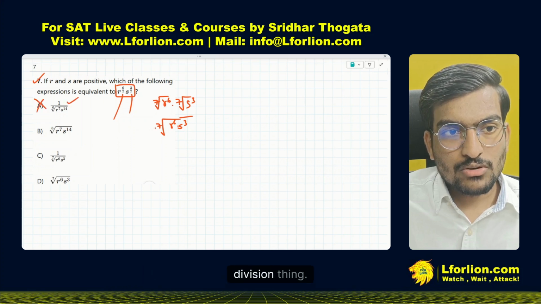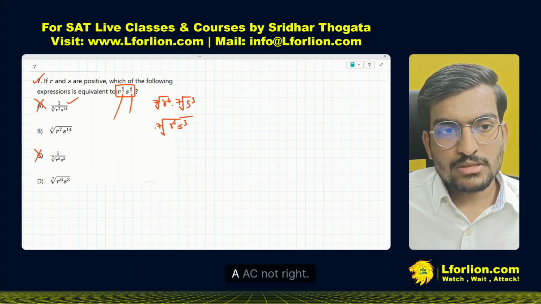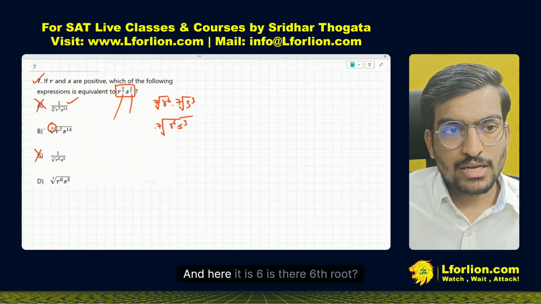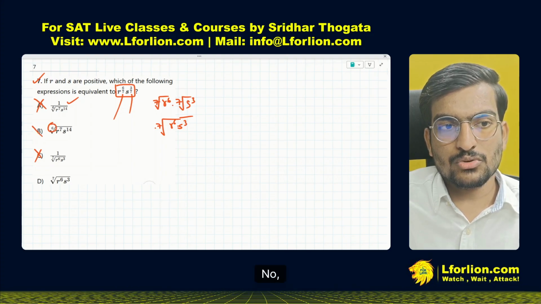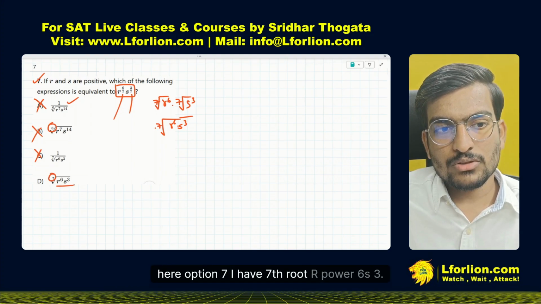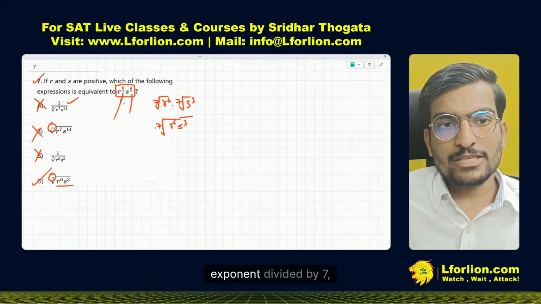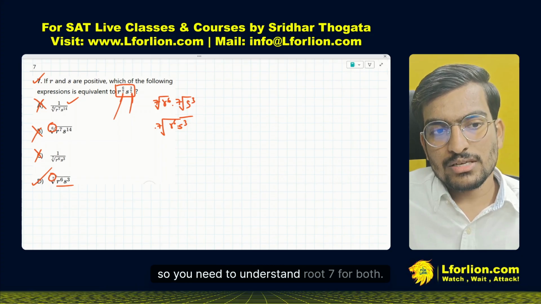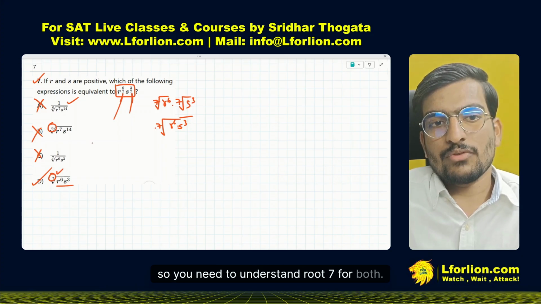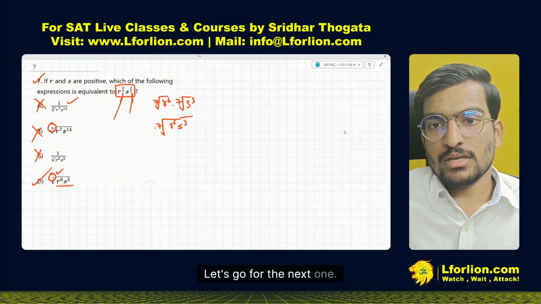There is no such thing called division thing. So option C, D, A, C not right. And here it is 6 is there, sixth root no. Here option 7 have seventh root r power 6 s3. So by seeing this exponent divide by 7, you need to understand root 7 for both. Let's go for the next one.